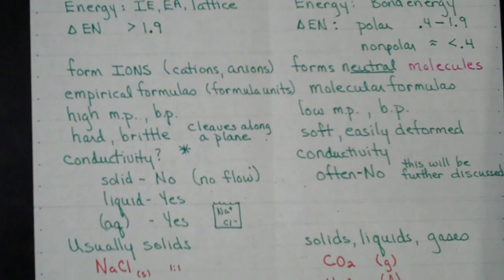They are good conductors. If you were to take an ionic compound and dissolve it in water, it would be a good conductor. And I've talked to you about this by showing you a picture of NaCl. When it dissolves, it's going to form Na cations and chloride anions in solution. These tend to be solids. Ionic compounds tend to be solids.